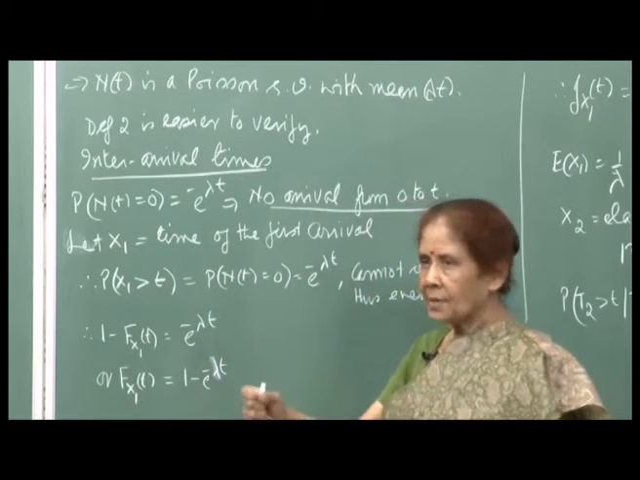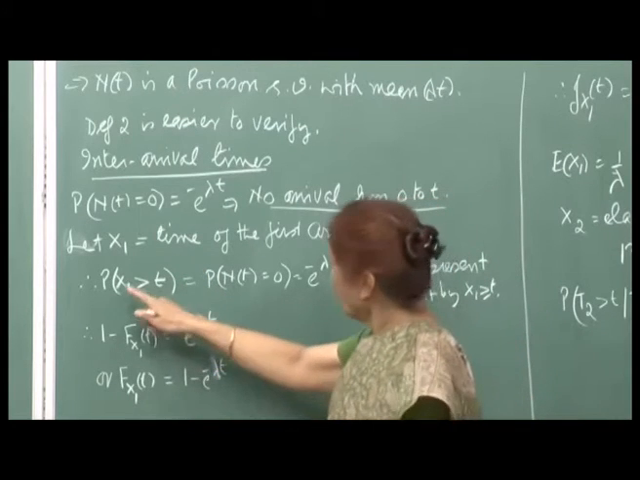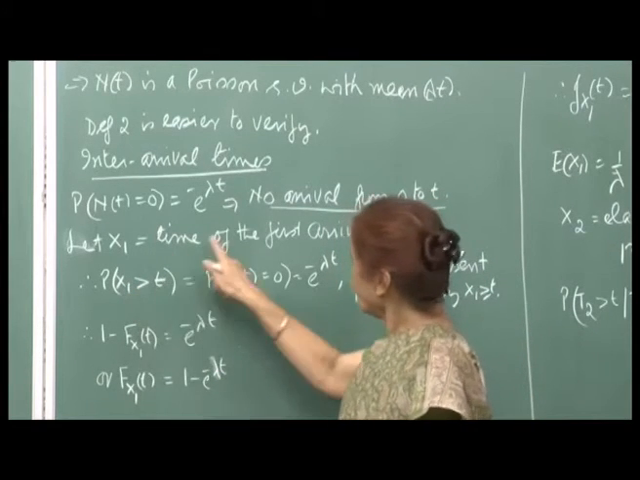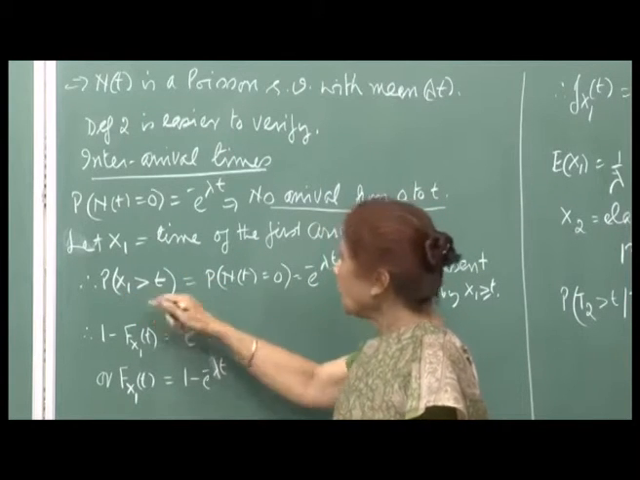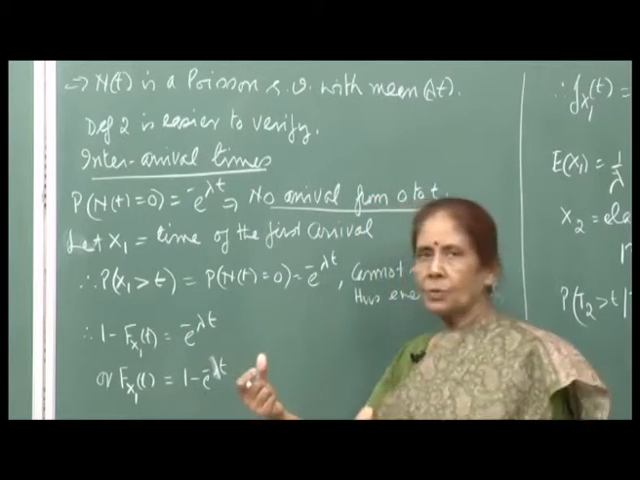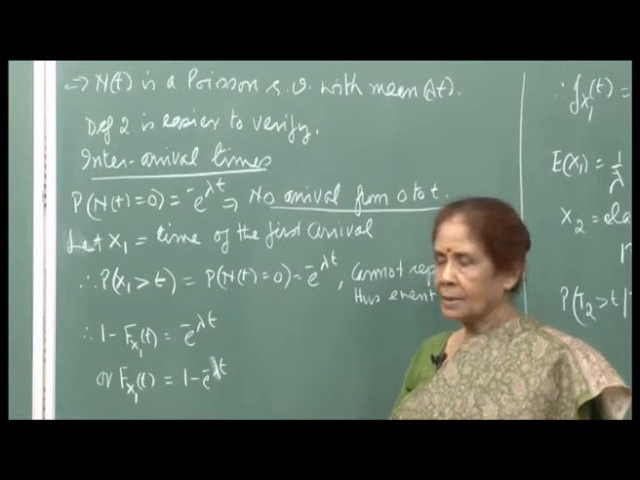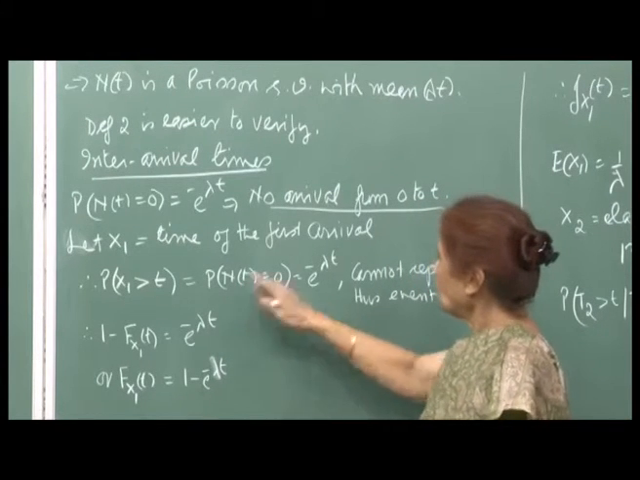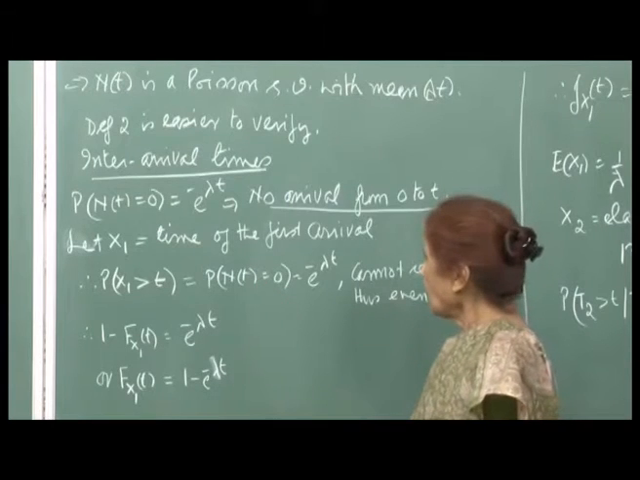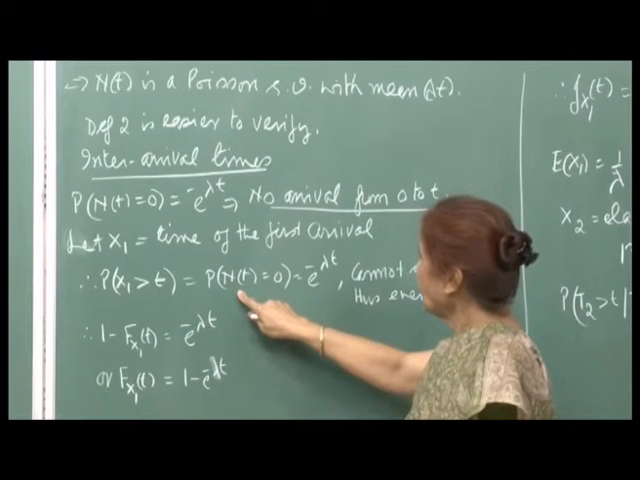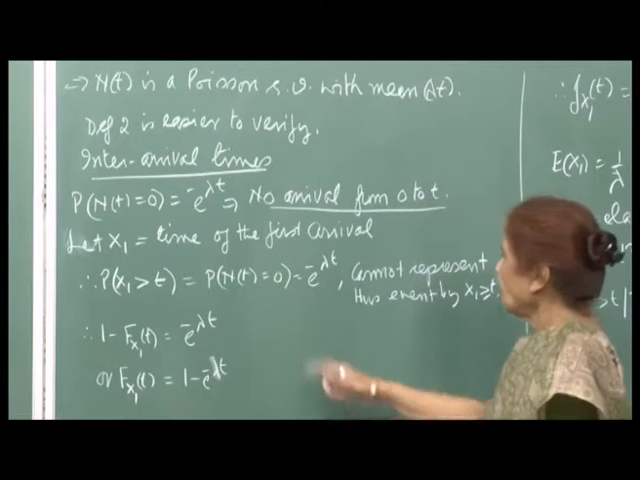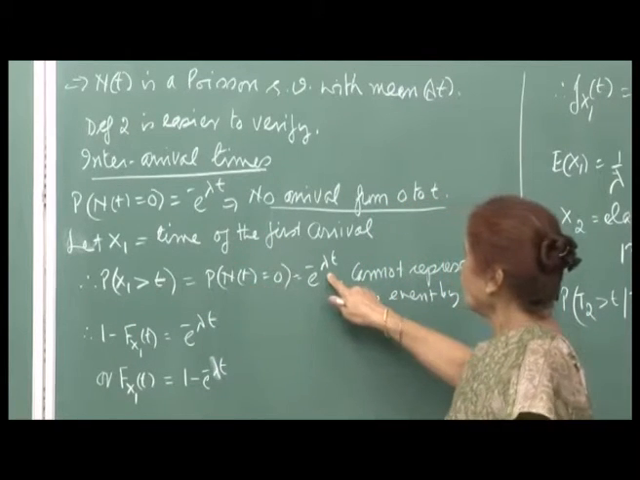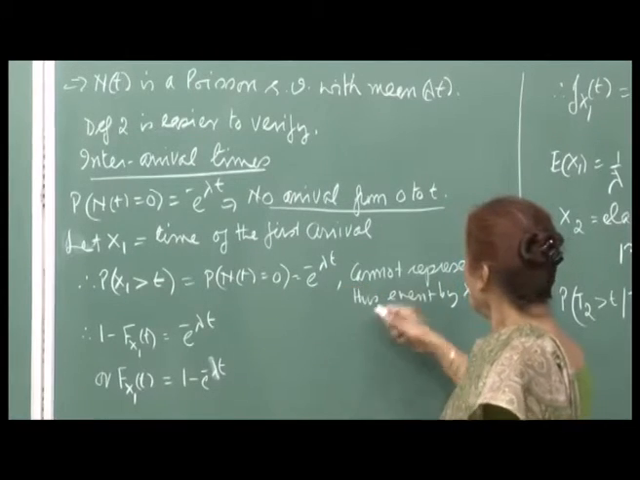That means, if the first arrival has not occurred, see X1 is the time of the first arrival. So, if the first arrival time is greater than t, that means in the interval 0 to t, no arrival has taken place, which implies that N(t) is 0. So, the two events are the same. Okay. It is just that here we have defined the random variable N(t), and here is the random variable X1. So, therefore, this probability is e raised to minus lambda t.